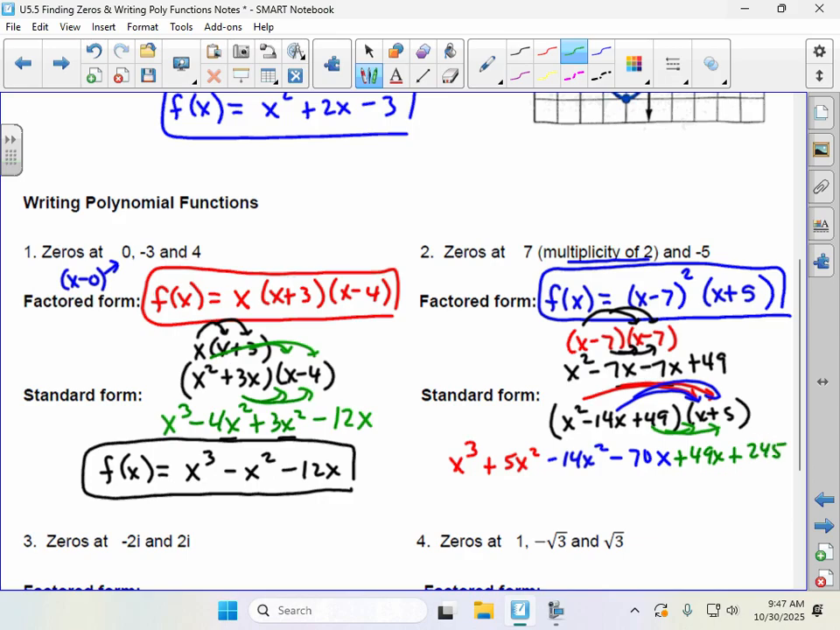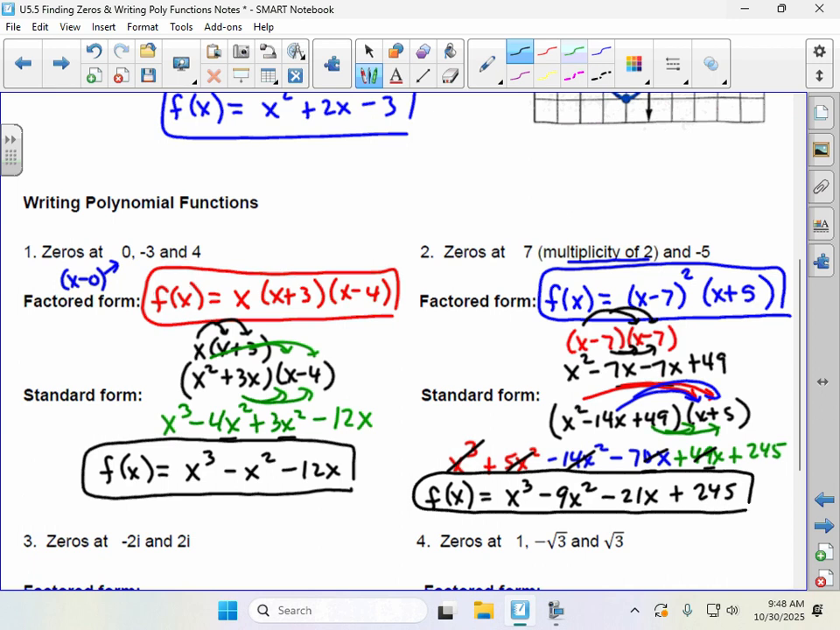All right, now we just have to combine like terms. All right, so again, you could write y equals or f of x equals. Our highest exponent looks like x to the third. We have two x squares we can combine. 5x squared minus 14x squared, that's minus 9x squared. And then there's two x's here. We can combine those together. It's negative 21x and then plus 245. All right, so there is standard form.